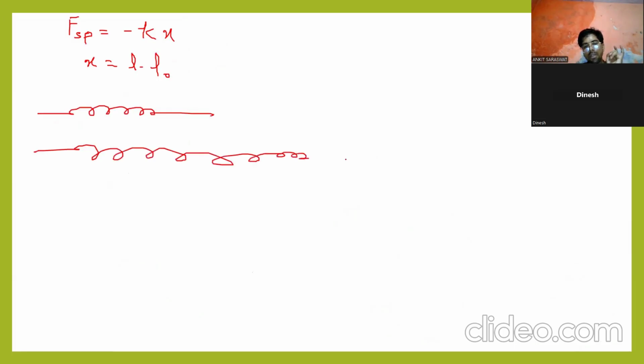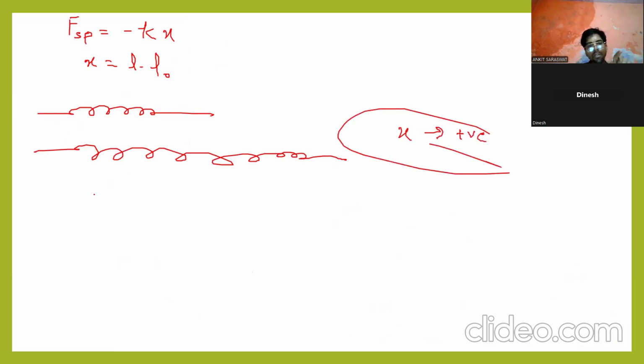Very easy. If you look at this formula, F_sp is minus K into X. X will be L minus L naught, final minus initial. Clear? It should not be initial minus final. If you apply a force and the length of the spring increases, then X will be positive. If X is positive, then F_sp, if you check the formula, will be negative. Negative means the direction will be like this. Clear? Opposite.